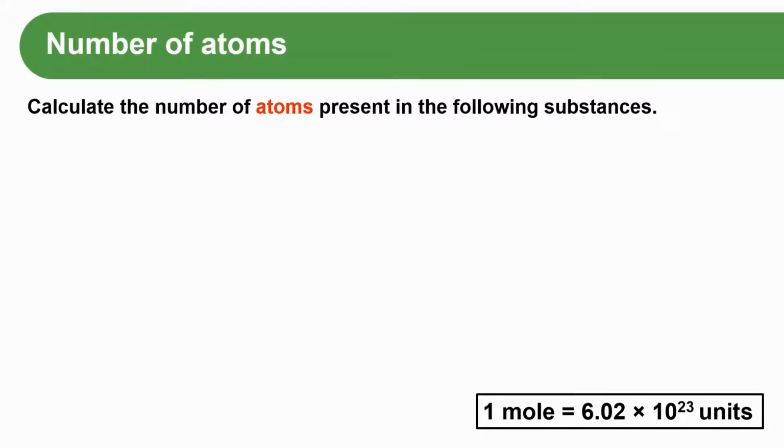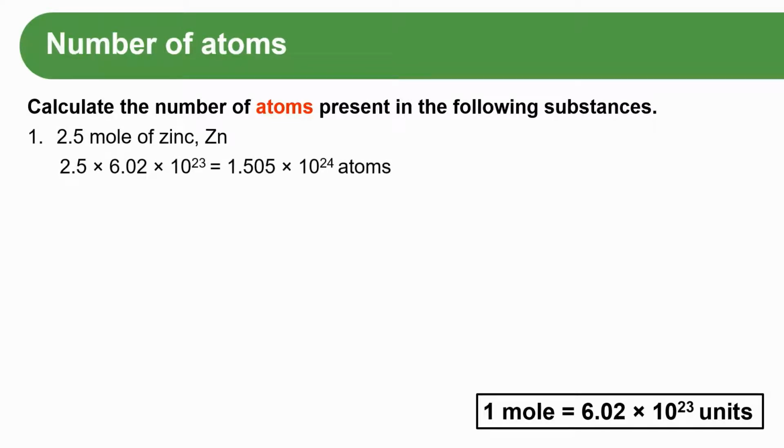Now that we know 1 mole is equal to 6.02 times 10 to the power of 23 units, let's try and find the number of atoms present in some substances. For example, the first one, 0.5 mole of zinc. Now we know that zinc is a pure metal, so we multiply 0.5 with Avogadro's constant and we get this amount of atoms.